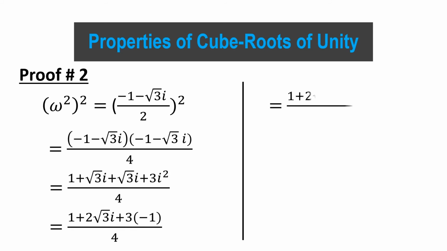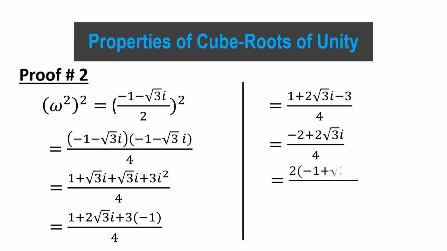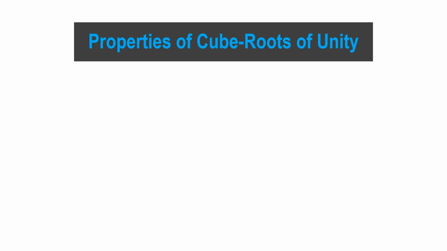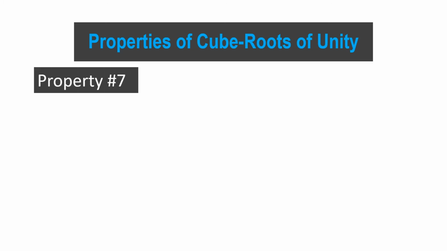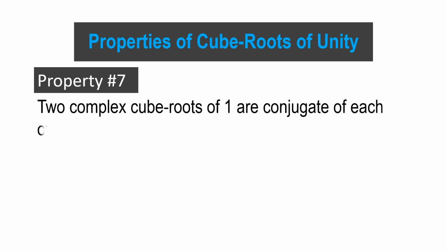Proof number 2. Omega squared whole square, that is equal to square of minus 1 minus square root of 3 iota whole divided by 2. We try to simplify it as well. And in the end we get it is equal to minus 1 plus square root of 3 iota whole divided by 2, which is equal to omega.